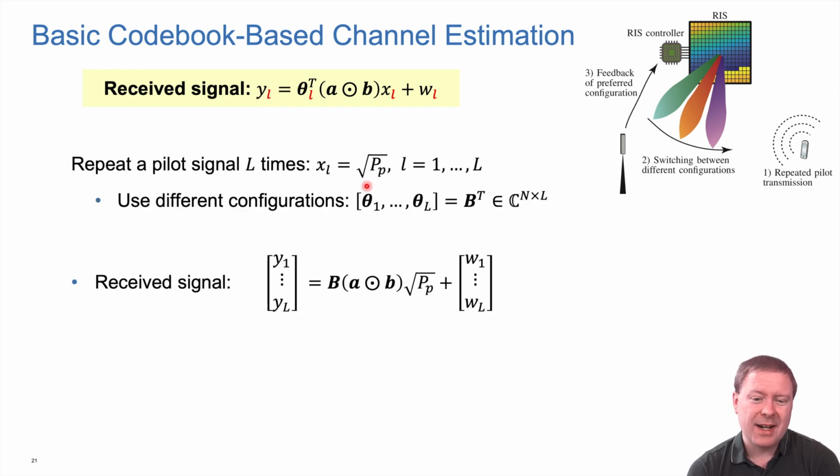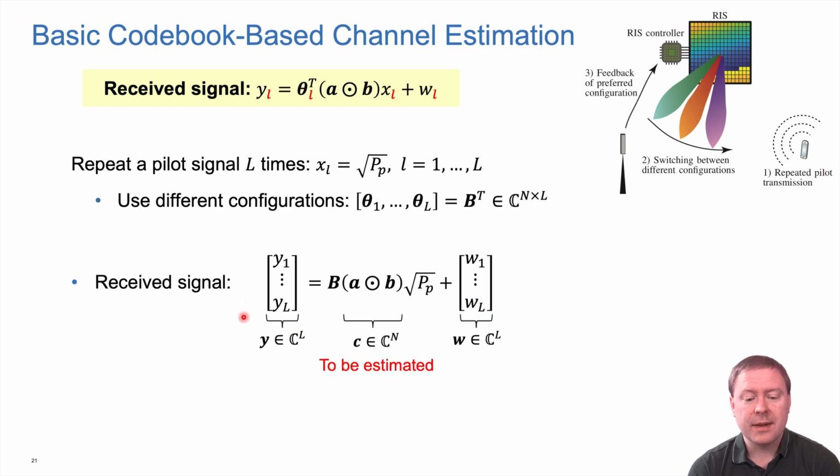Let's suppose we actually repeat exactly the same signal over and over again. Then we are changing the configurations, θ_1 to θ_L, we put them in the matrix B. Well, now the received signal, y_1 to y_L, can be written in this matrix form here, using this B matrix as being the different configurations. And we have the noise vector over here.